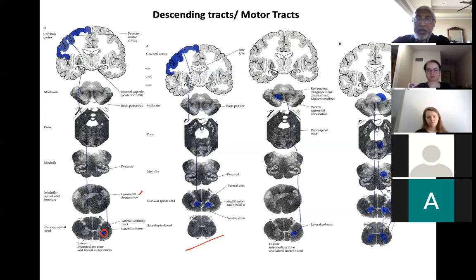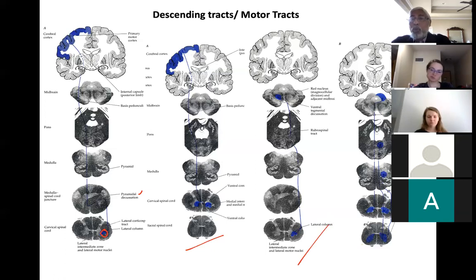They didn't do pyramidal decussation. They stayed on the same side and occupy the anterior white column, compared to this one, which is occupying the lateral white column. This is the anterior white column. So corticospinal, and this one is anterior. This is also corticospinal, and this is lateral. Now, tell me about this one.